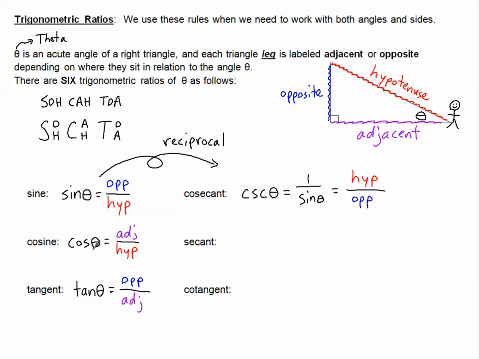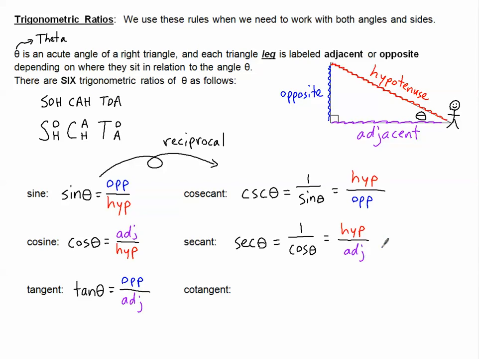The cosine reciprocal is the secant. The symbol for secant is SEC. So the secant of theta is equal to 1 divided by the cosine, the reciprocal of cosine. And the reciprocal of cosine, well, if the cosine is adjacent divided by hypotenuse, then the secant is the hypotenuse divided by the adjacent.